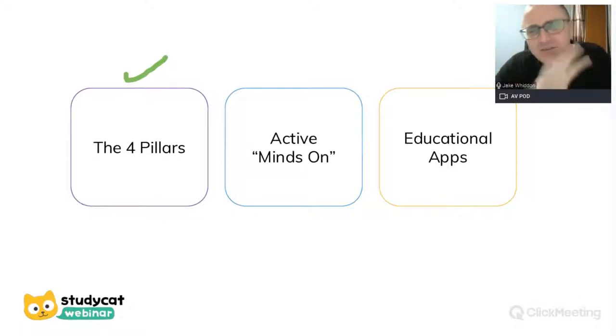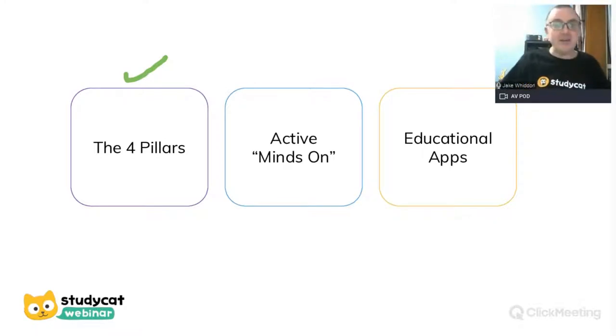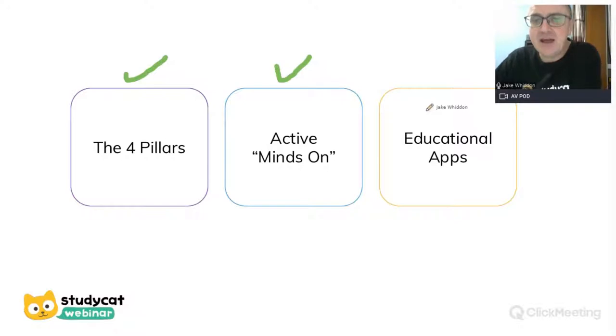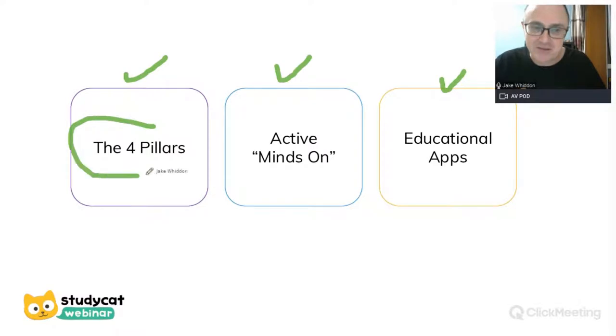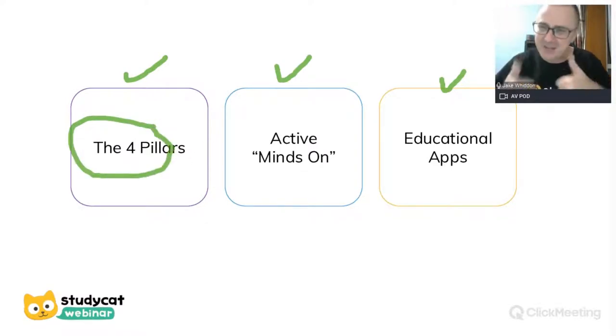Now, there's lots of different pillars, okay? So this might not be the pillars you've heard before, but these are the ones that have been put forward by, I'll explain who. We're going to have a little bit of a deep dive into some research on active minds on learning. And then I'm going to spend the last part looking at some educational apps, not just the StudyCat apps, and together we're going to analyze them based on the four pillars of the science of learning. And it's going to be fun.